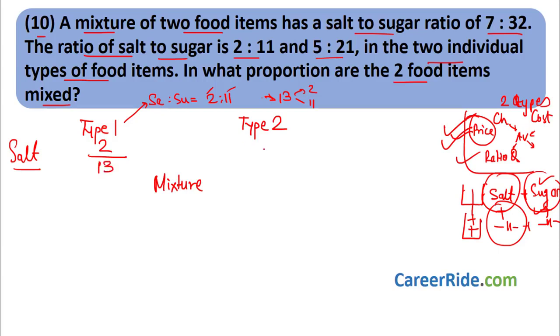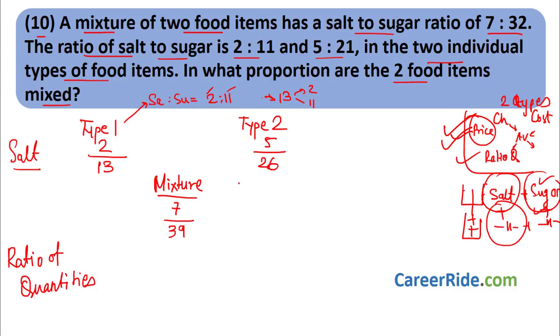Same way in type 2, the salt to sugar ratio is 5:21. So 5 parts are salt in total of 5 plus 21, 26 parts of the food item, right? In the mixture, the salt to sugar ratio is 7:32. That means 7 parts are salt of the total 39 parts of the mixture. Now we have to find out what ratio of quantities, that means the proportion in which these two types of foods are mixed.